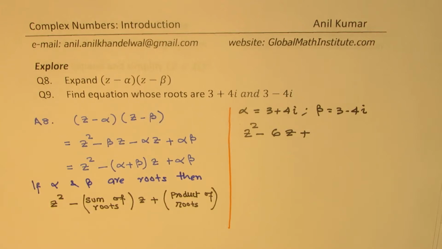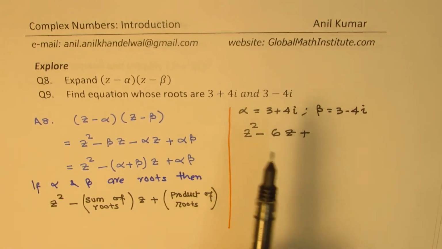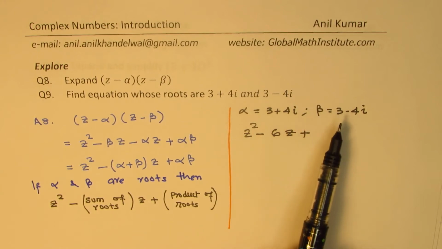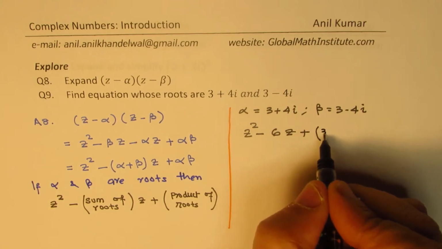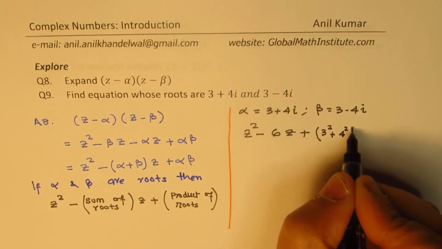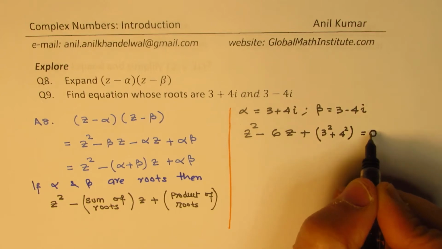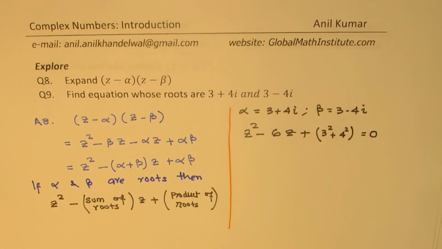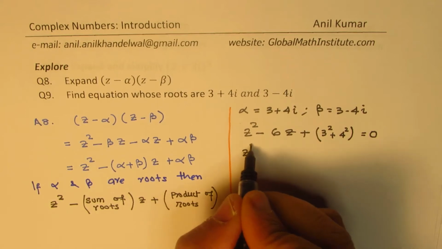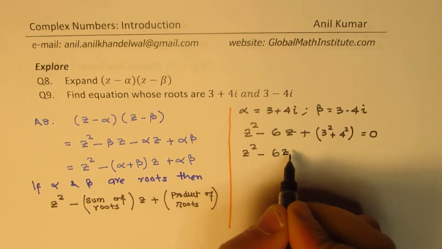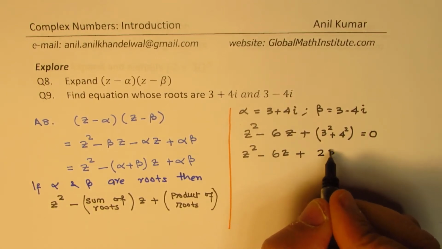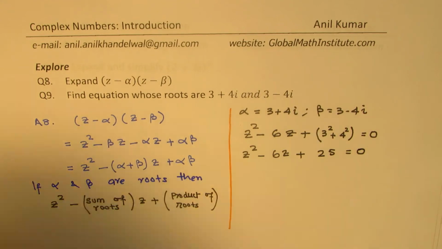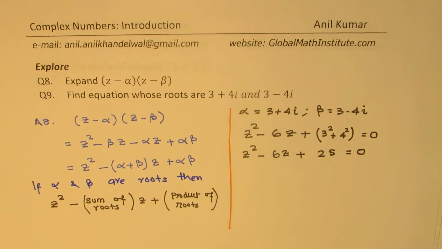Now how do you find the product of roots? The product of roots is basically a square plus b square. That is the product of roots, right? So the product of roots is 3 square plus 4 square equals 0. That will be your equation. Correct? So you get your equation as z square minus 6z plus 9 plus 16 is 25 equals 0. Correct? So that is how you could get your equation.